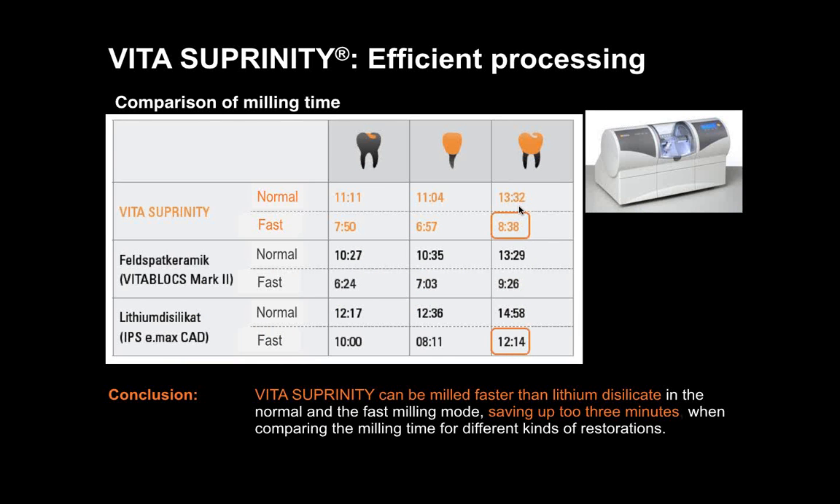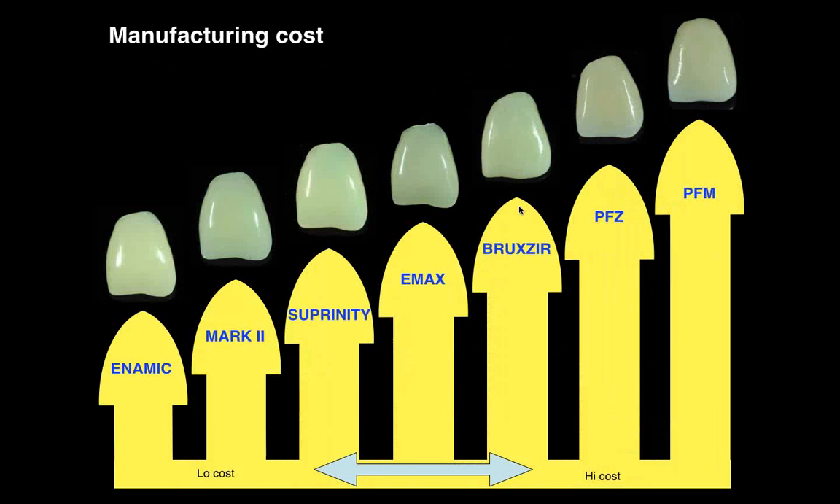Okay, let me just go on to the next picture here. Manufacturing costs. The cheapest to manufacture is the enamic. That's what we have been finding. After that comes Mark II, and then comes Suprinity. The most expensive to manufacture in a dental lab is the porcelain fused to metal. Okay, and the same we have been seeing also in the dental offices.